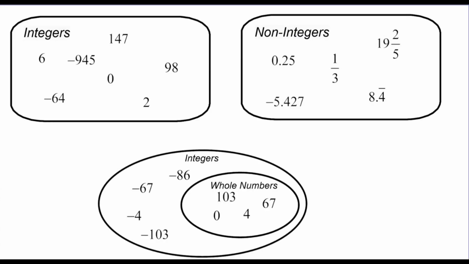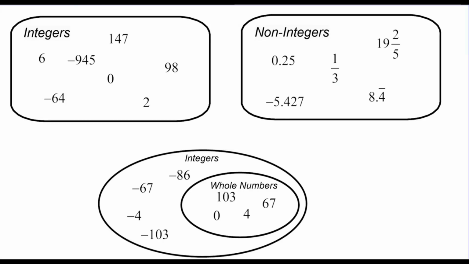Here's a little bit more detail about what an integer is. I've got some examples and non-examples of integers. In the left-hand box, we've got examples of integers. Again, integers can be positive or negative whole numbers. So 6, -945, 147, 2, 0, those are all integers. And in the right-hand box, I've got some examples of numbers that are not positive or negative whole numbers. Anything that is a decimal, anything that is a fraction, either positive or negative, mixed numbers, repeating decimals, all of those things are not integers.